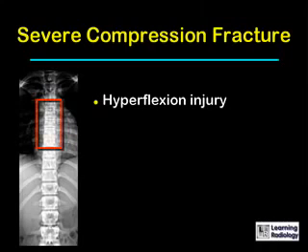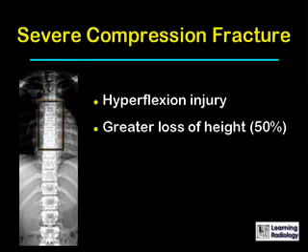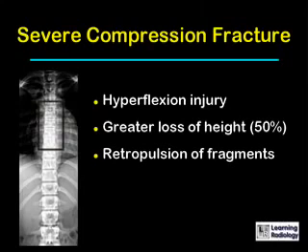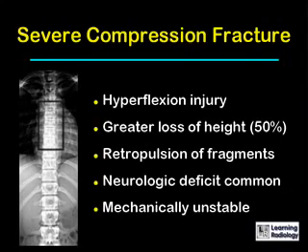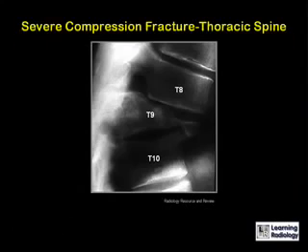Severe compression fractures are hyperflexion injuries. There is a greater loss of height, around 50%. There is usually retropulsion of fragments, and a neurologic deficit is common. These are mechanically unstable fractures.